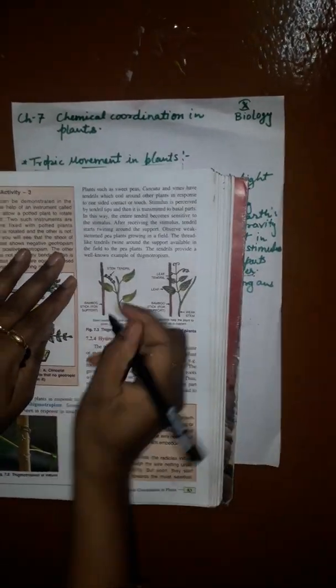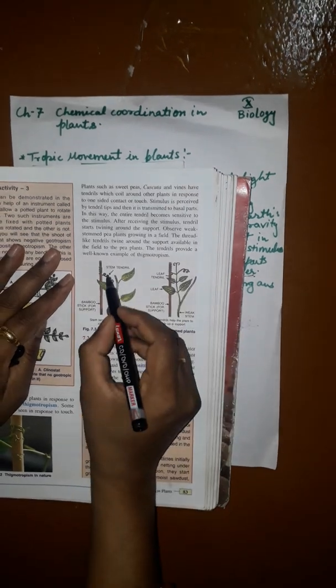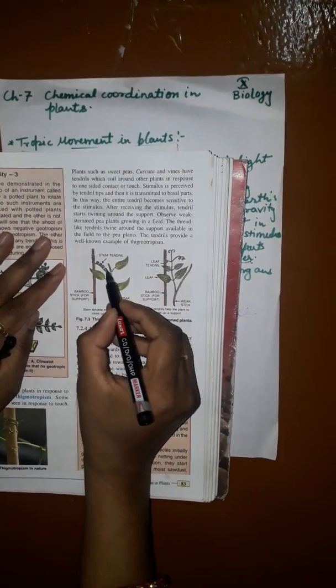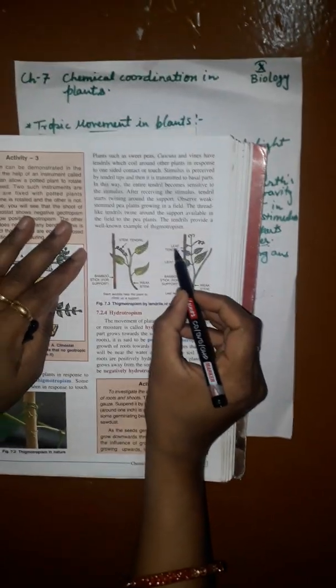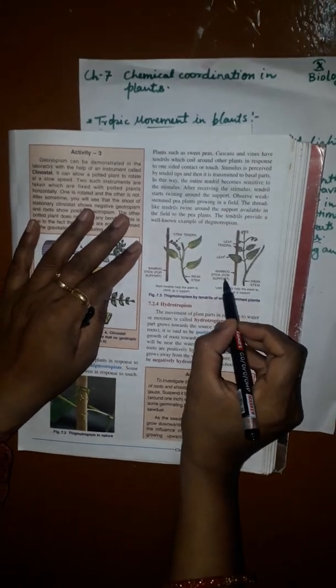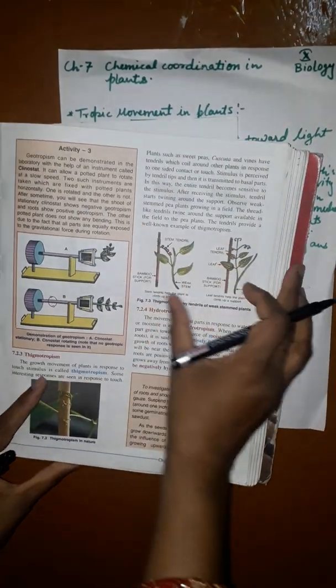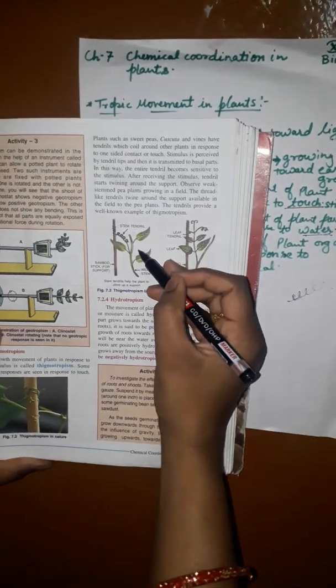See here in this figure. This is a bamboo stick for the support in both the cases. This one is stem tendril, and this is leaf tendril. This is leaf. Stem weak, bamboo stick for the support. In this case, tendril acts as a thigmotropism.